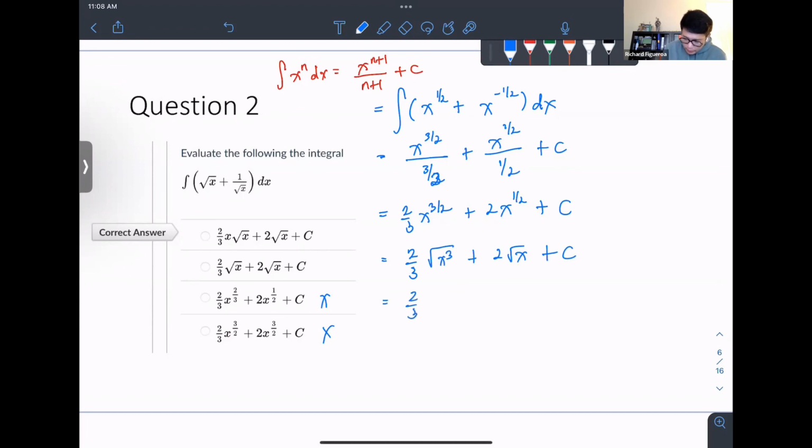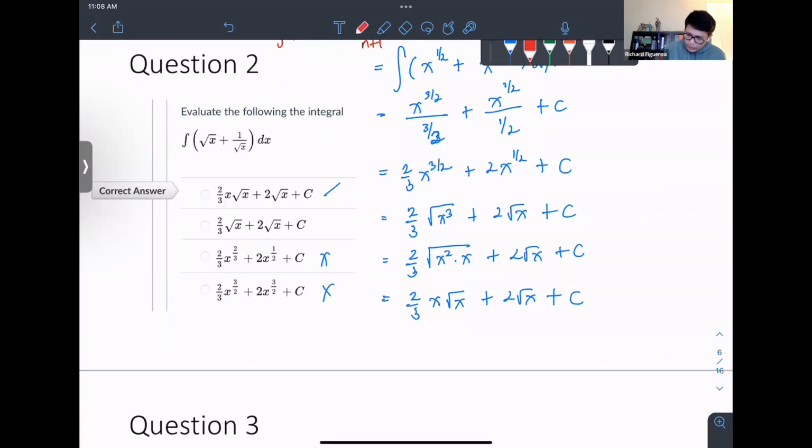However, the x cubed can be factored out as x squared times x. Then x squared is a perfect square, so its square root is x, and there will remain the square root of x, then plus 2 the square root of x plus c. This is the same as the first choice. So that would be the integral: 2/3 of x times the square root of x plus 2 the square root of x plus c.